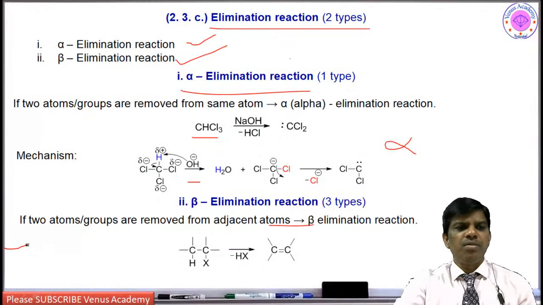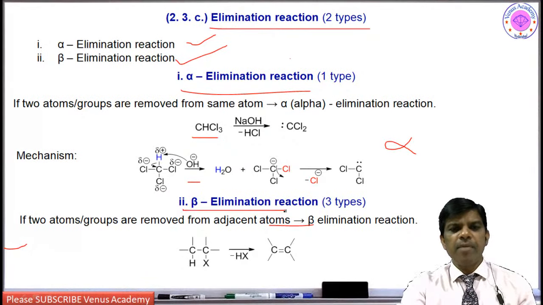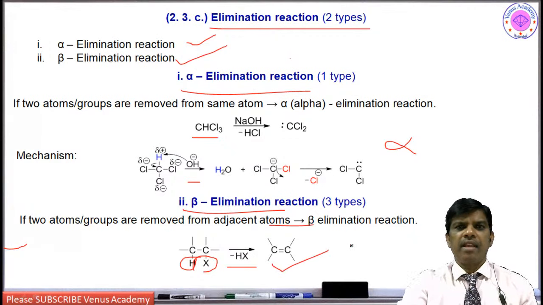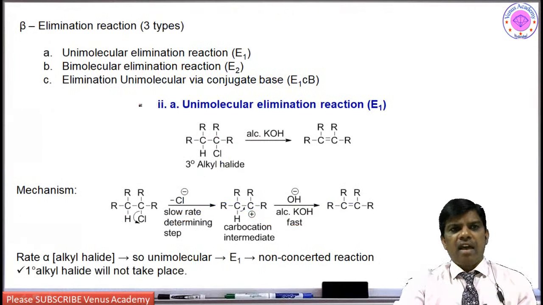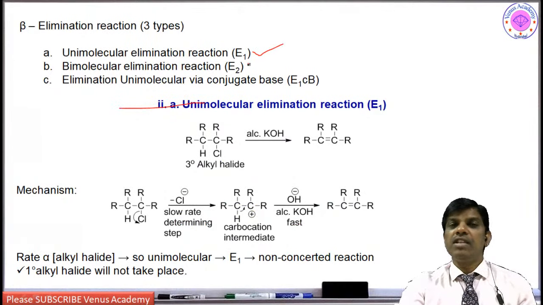Then it comes to beta elimination. What is happening in beta elimination? The hydrogen attached to the beta carbon is going out with the halogen, HX, to give alkene. Clear? However, these beta eliminations are three types, similar to SN1, SN2, SNi. So these elimination reactions are also three types: unimolecular elimination, bimolecular elimination, and elimination unimolecular via conjugate base.